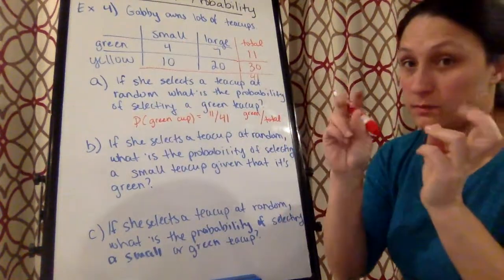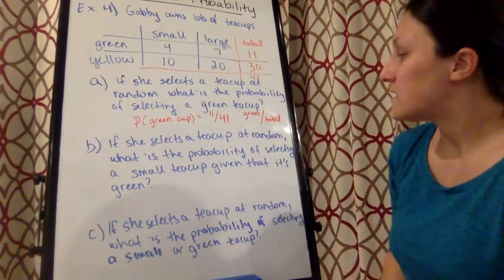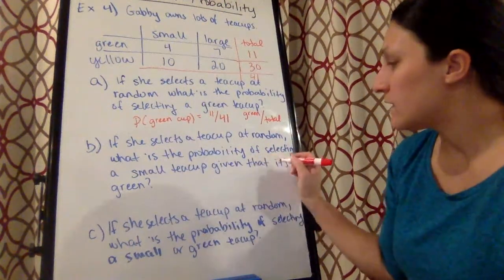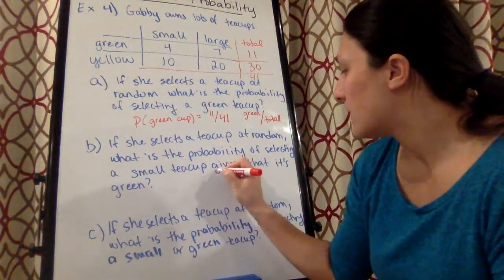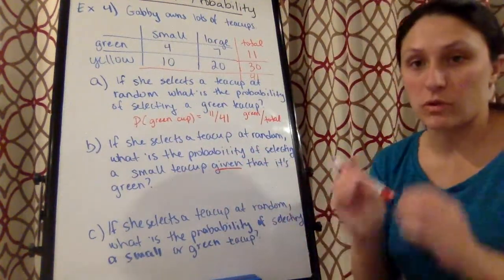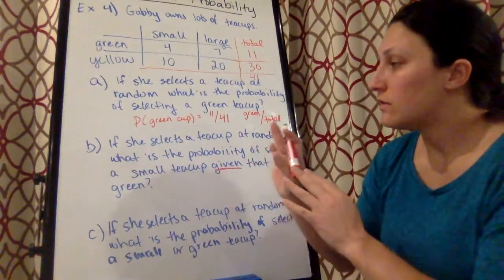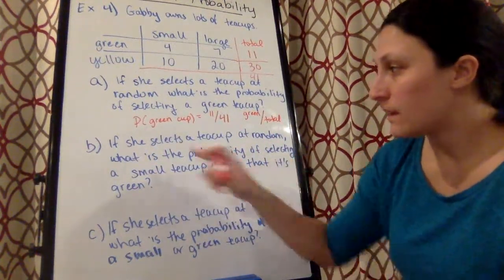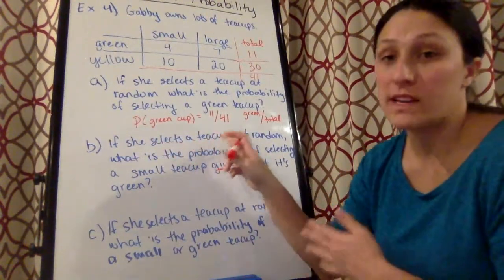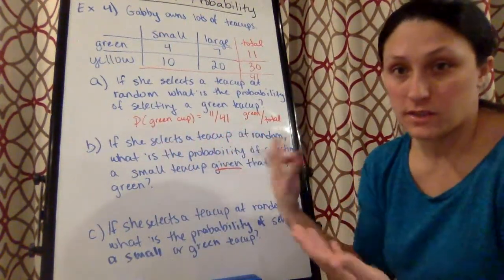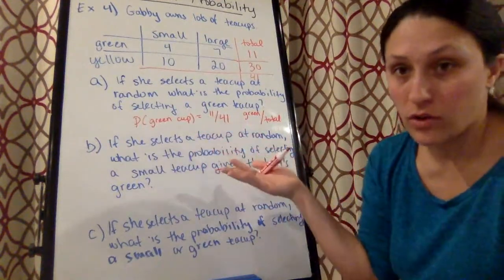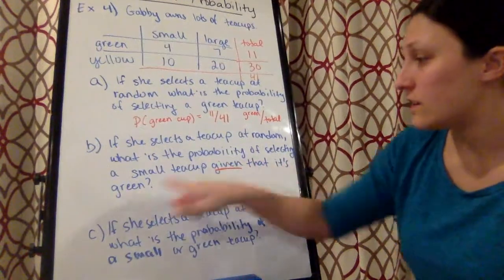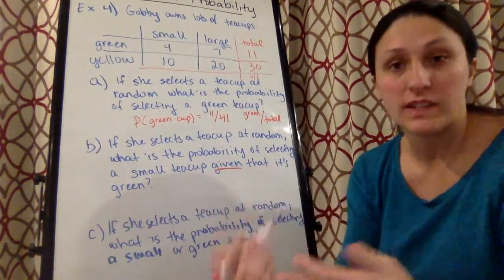Okay, so that was a simple question. If she selects a teacup at random, what's the probability of selecting a small teacup given that it's green? Okay, so this is a conditional probability because of the word given. Now, not all conditional word problems will use that word. They might say something like, if she selects a green teacup, and then you need to know that it's a condition because you're not selecting out of all the teacups, it's only the green ones. When you see this, given that it's green, that means you're only selecting from the green teacups.